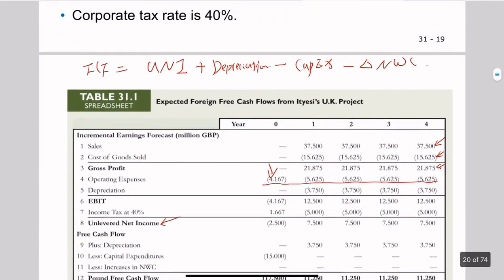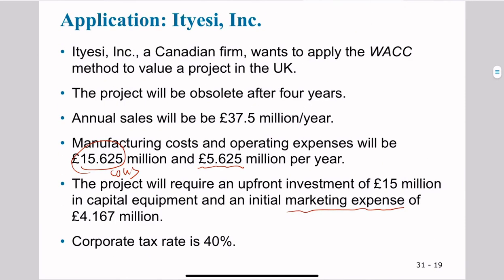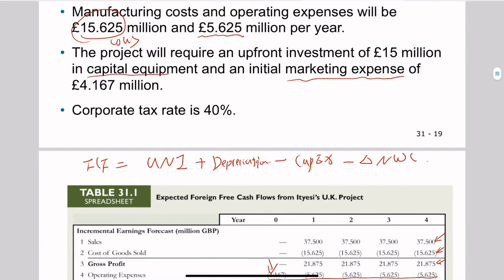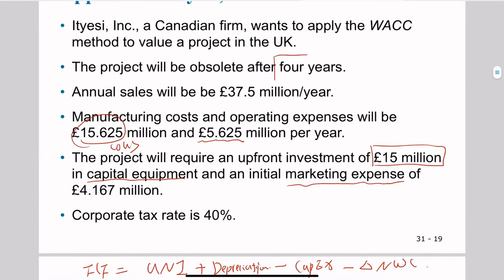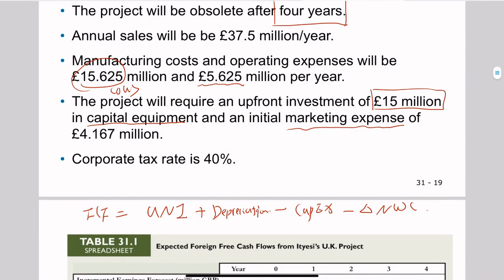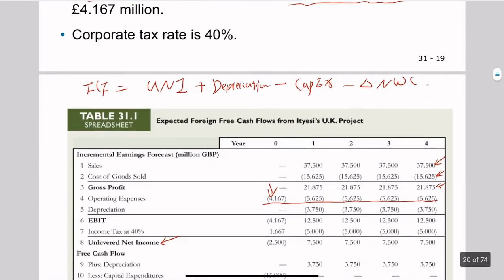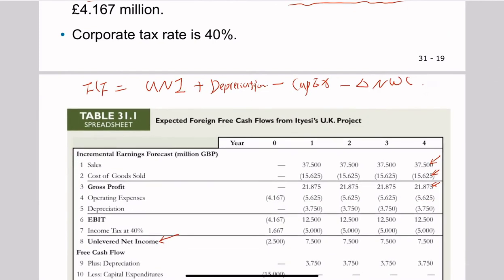And then depreciation. Well, because we have capital equipment of 15 million pounds, and we have a 4-year time span for this project. So let's say we use the simplest straight line depreciation method, right? So under this depreciation schedule, you can see that the per year depreciation should be the total amount divided by 4. So this gives us 3.75.